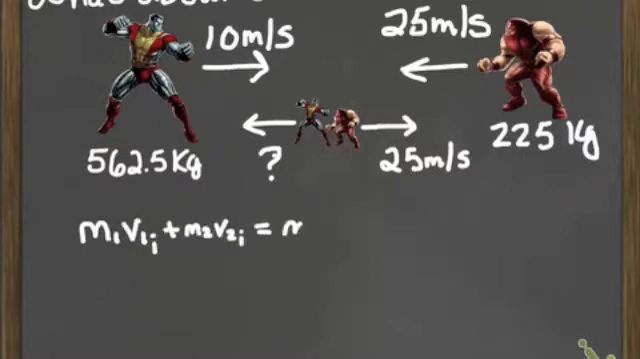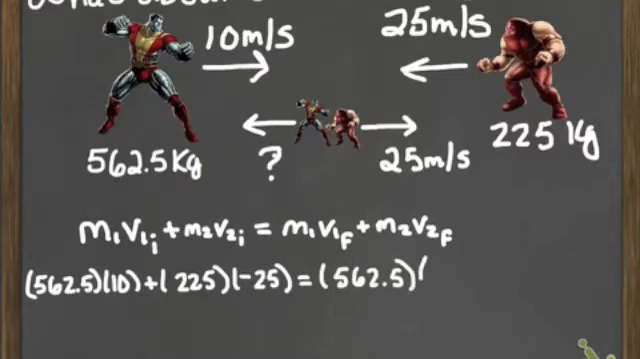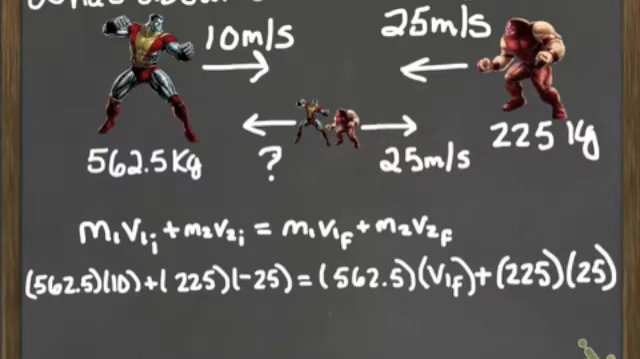So we're going to do this full equation using the initial velocities for both of them and the final velocities for both of them. Their masses don't change. And so we're going to plug in. What we're solving for is Colossus's final velocity right there. And we're going to go ahead and plug in.